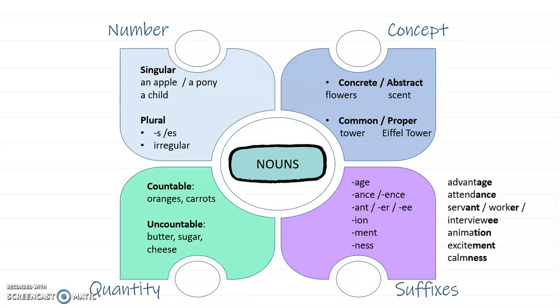Quantity. Nouns can also be divided between countable or uncountable. Countable words take plural, so they can be singular or plural. An orange, oranges. Uncountables are only singular concepts. Butter, sugar, and cheese don't have a plural form.